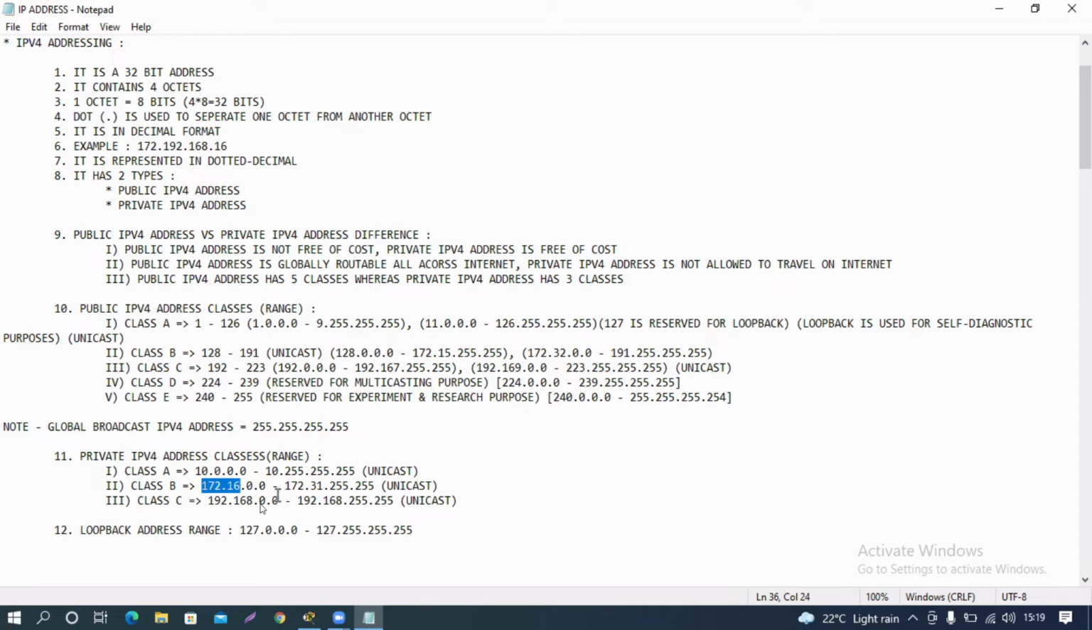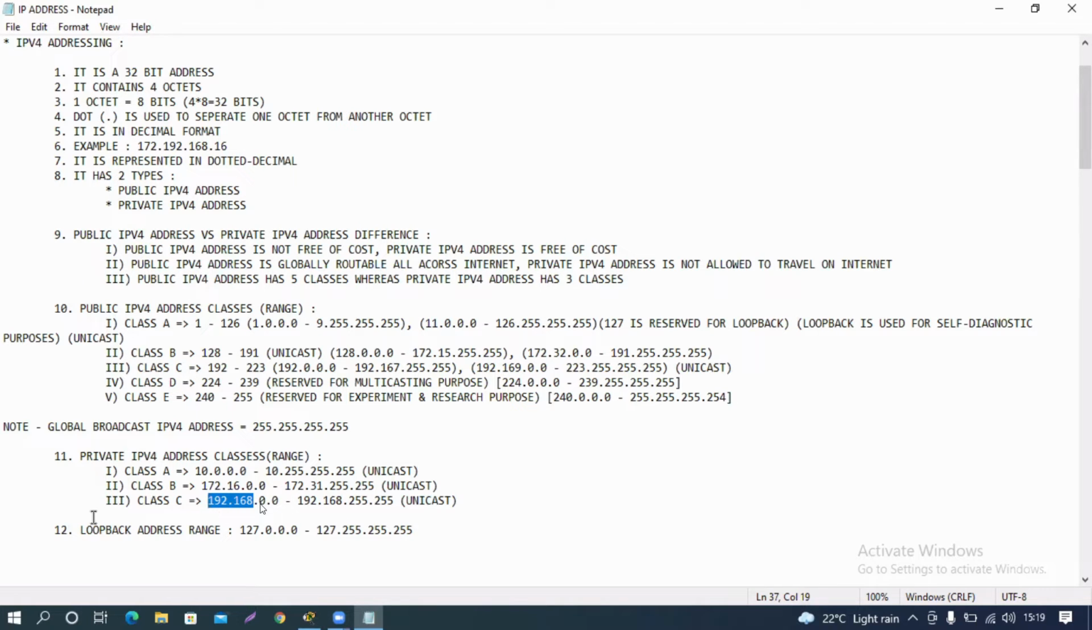Yes, sir. 172.16 up to 172.31. This is basically in private, it is coming. Similarly, 192.0.0.0 up to 192.167 is coming. And again, it starts from 192.169 all the way up to 223. So clearly you can see that between 167 and 169, 168 is missing.